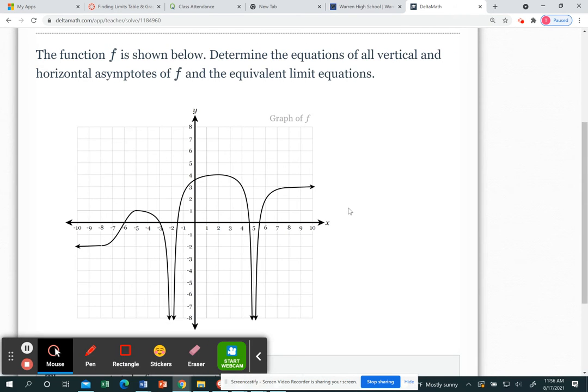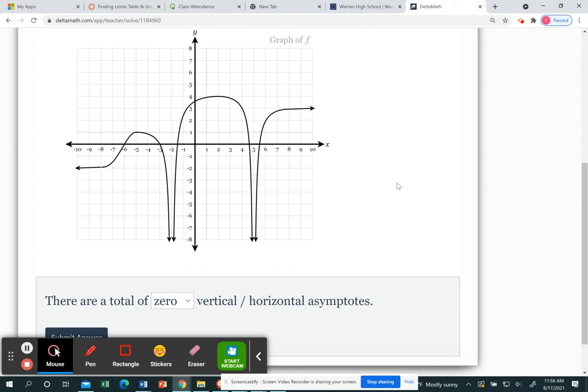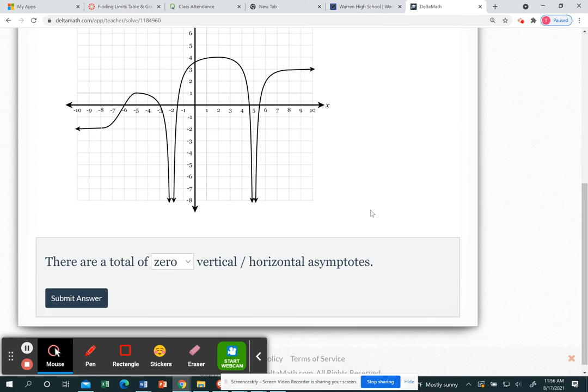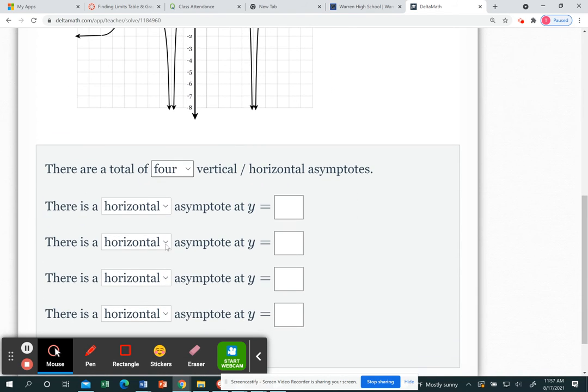Okay, let me make it a little bit bigger. Can you guys see it better? Alright, do you see a horizontal asymptote? Yeah. One of them is close to where? 3, and the other one is at -2. Very good. So in total, how many asymptotes do you have? 4. So there are a total of 4 vertical and horizontal asymptotes.